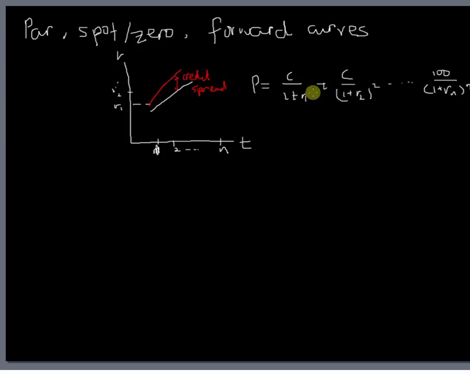I think a natural way of introducing these various curves, the par, the spot, and the forward curve, is to introduce the par rate curve first, followed by the forward curve, and then the spot rate curve. And I will explain the usefulness of each of these curves. Okay, so let's start with the par rate curve.